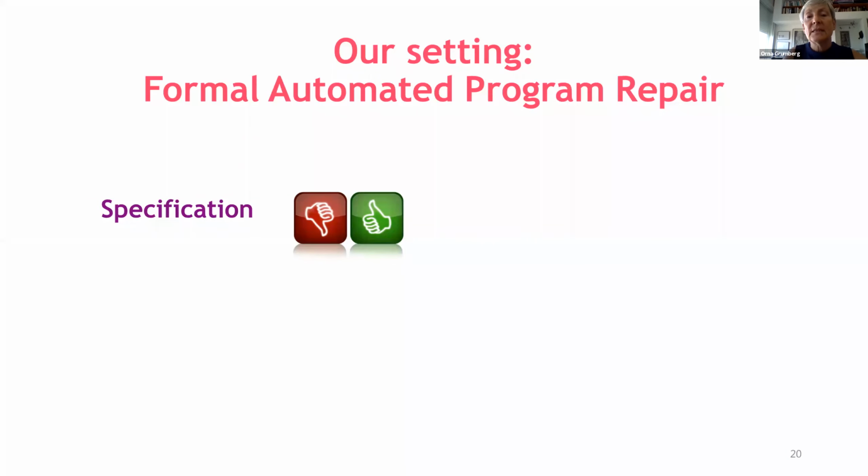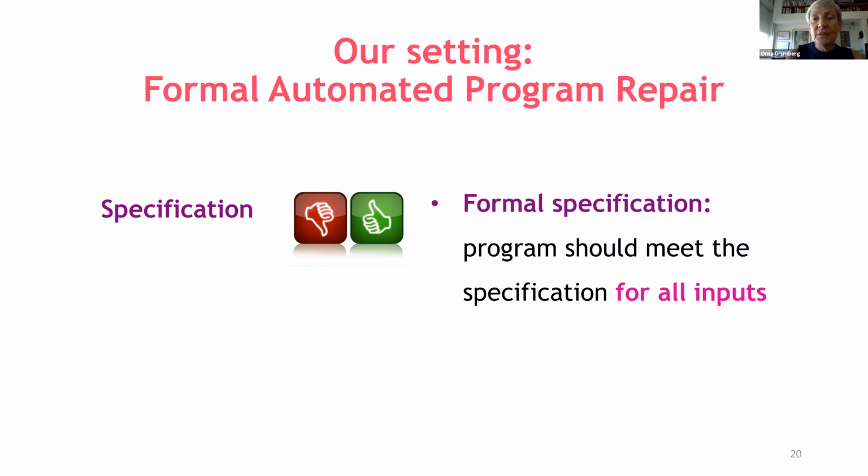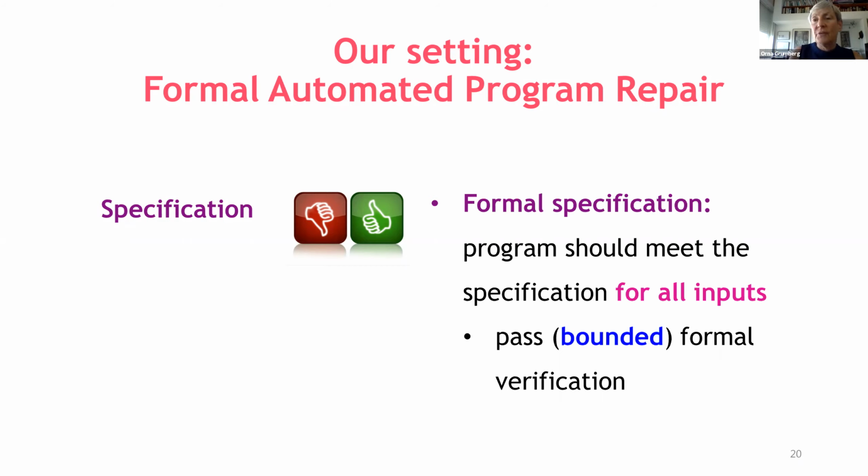So our setting is formal automated program repair, where a specification is given in order to distinguish between good and bad behaviors, and the program should meet the specification for all inputs. This means that it should pass formal verification, but in this work, we restrict ourselves to bounded formal verification, where we only consider executions or runs of the program that execute loops only a bounded number of times.